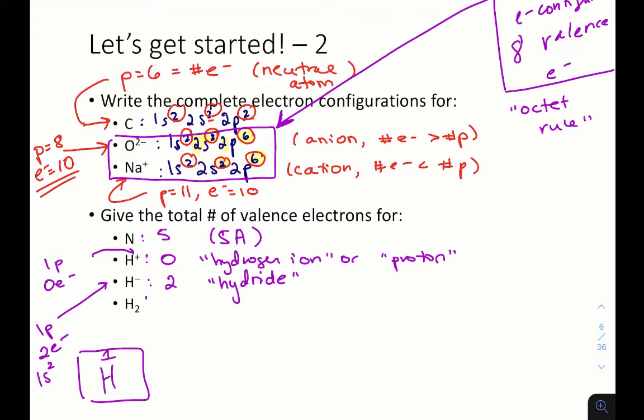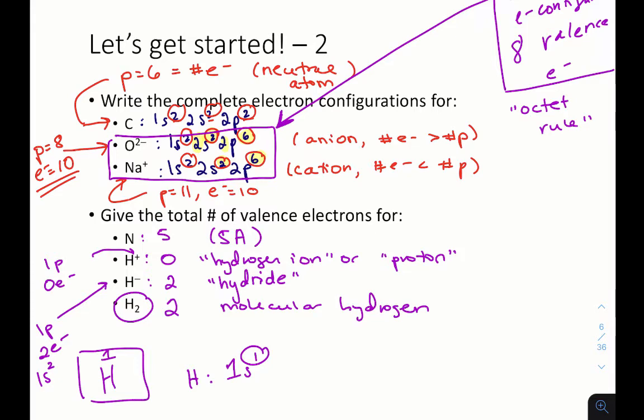And what about H2? Well, there's 2 atoms of hydrogen. Each one would have 1 valence electron, right? Each one of these atoms has this 1 valence electron. So that means there'll be a total of 2 valence electrons in molecular hydrogen, the hydrogen molecule.